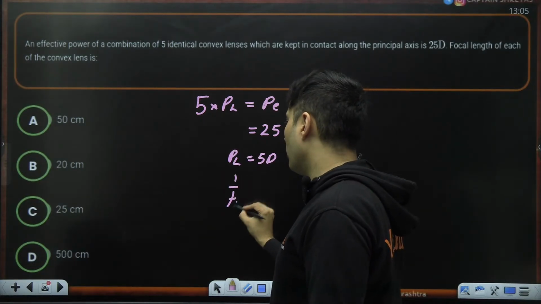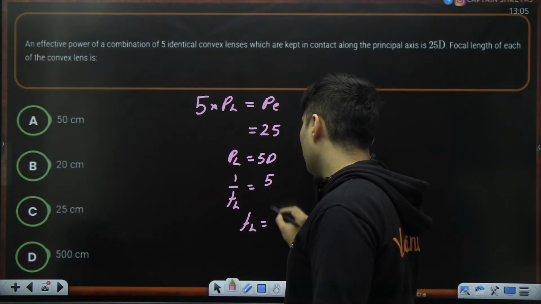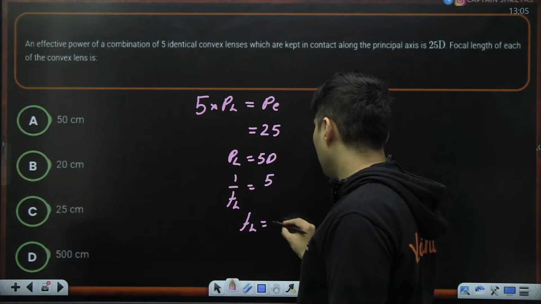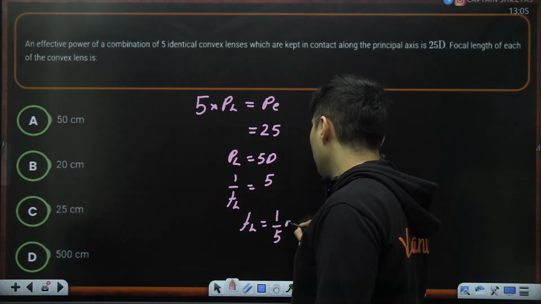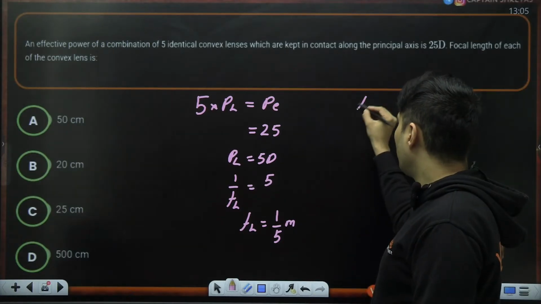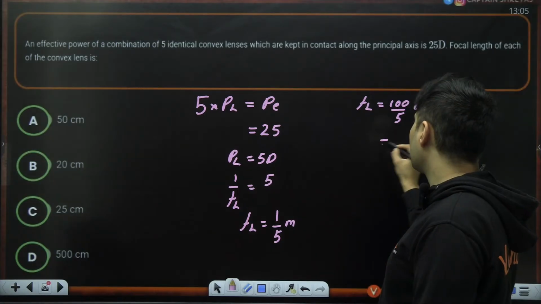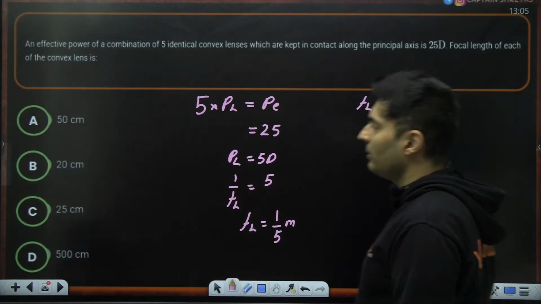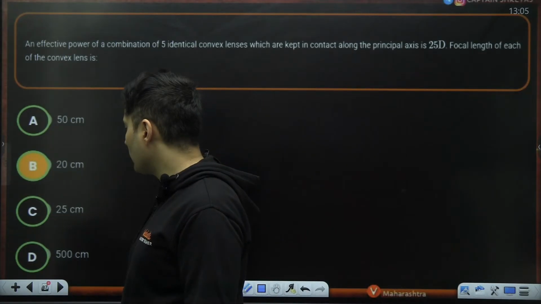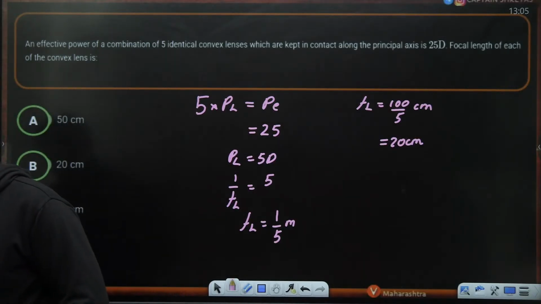Power is 1 by focal length. So it will be 5. So focal length will be 1 by 5 meters. But we want it in centimeters. So focal length will be 100 by 5 centimeters, which is 20 centimeters. So 20 centimeters is option B. That is the correct answer. That's how you can solve it. Correct?